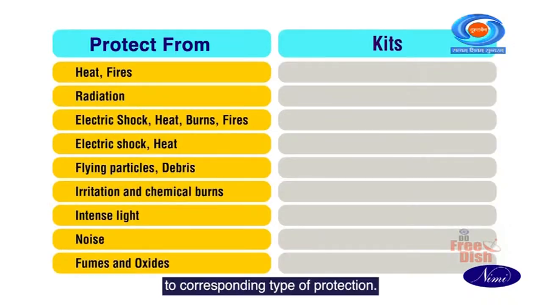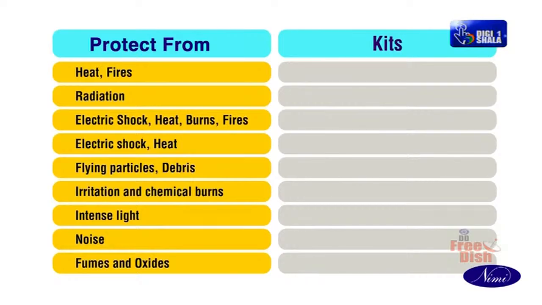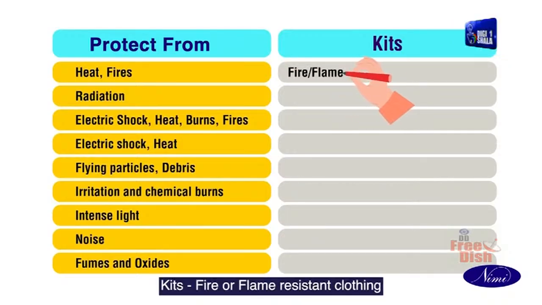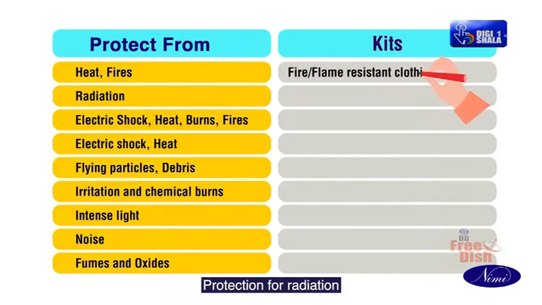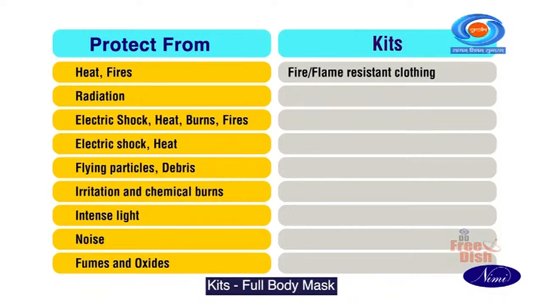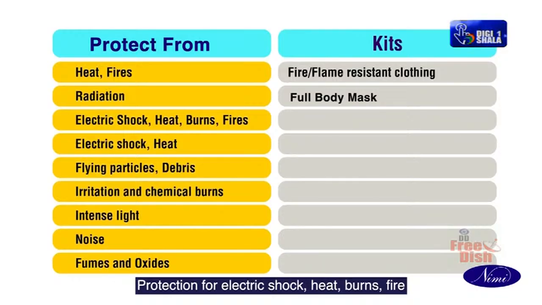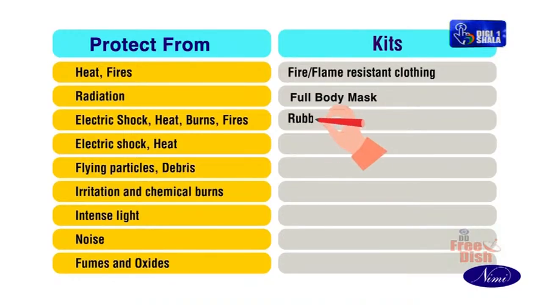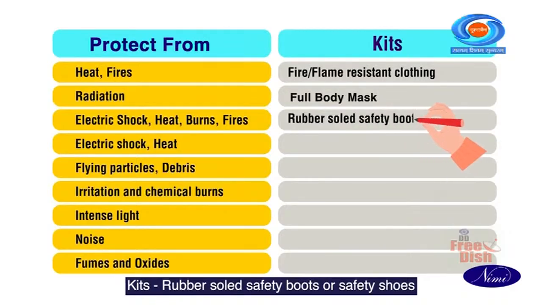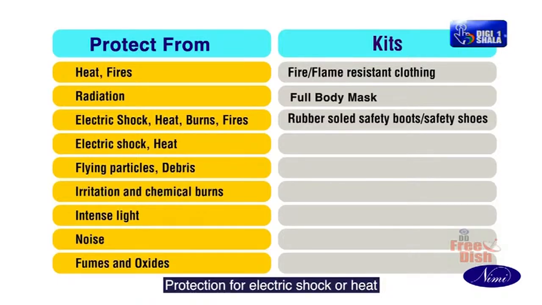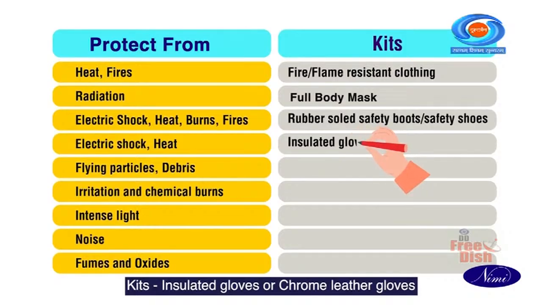Write the name of PPE to corresponding type of protection. To protect from heat, fires: fire or flame resistant clothing. To protect from heat and fire: aprons. To protect from electric shock, heat, burns, fire: rubber-soled safety boots or safety shoes. To protect from electric shock or heat: insulated gloves or chrome leather gloves.